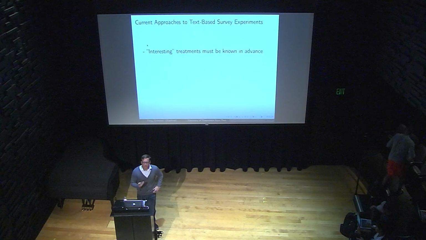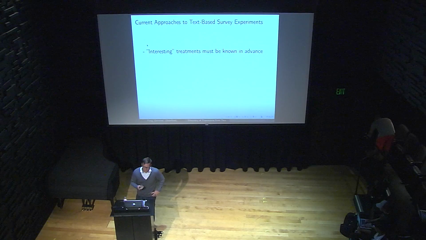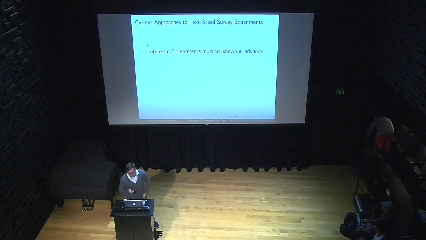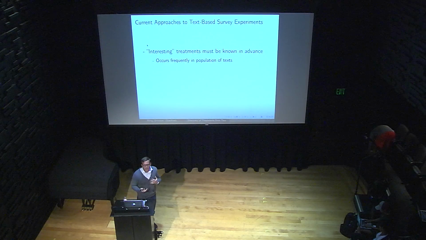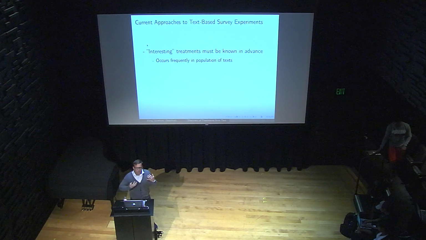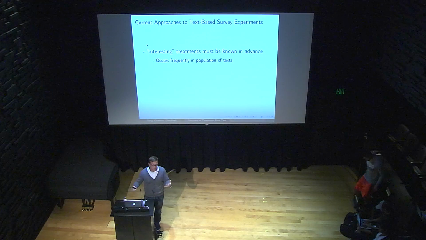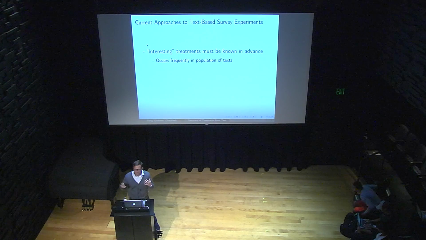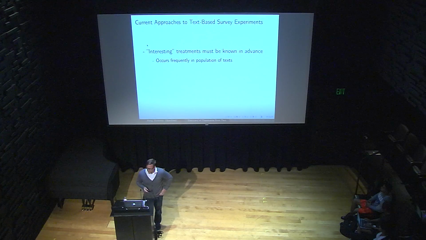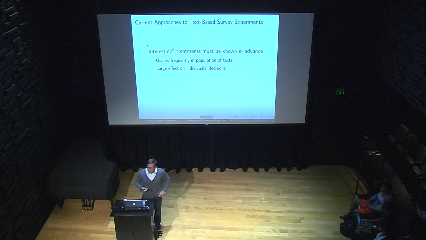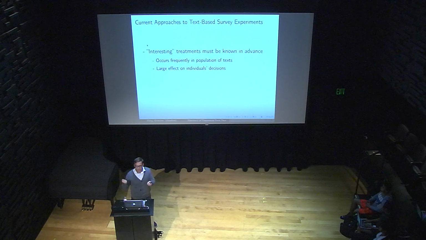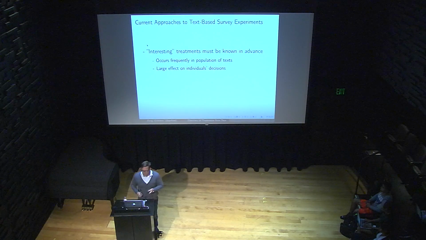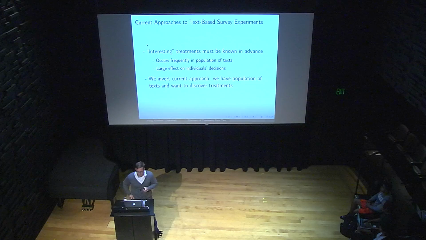And so we may want to make manipulations about interesting things. Indeed, we all would like to work on interesting things. And what do I mean by interesting? I mean that we would like to focus on interventions that occur frequently in the population of text or in the population of candidates. We want to focus in on the things that actually occur among our candidates. And we'd like to focus on things that have a large effect on individuals' decisions. So those two features are obviously in contrast, in contest with each other.